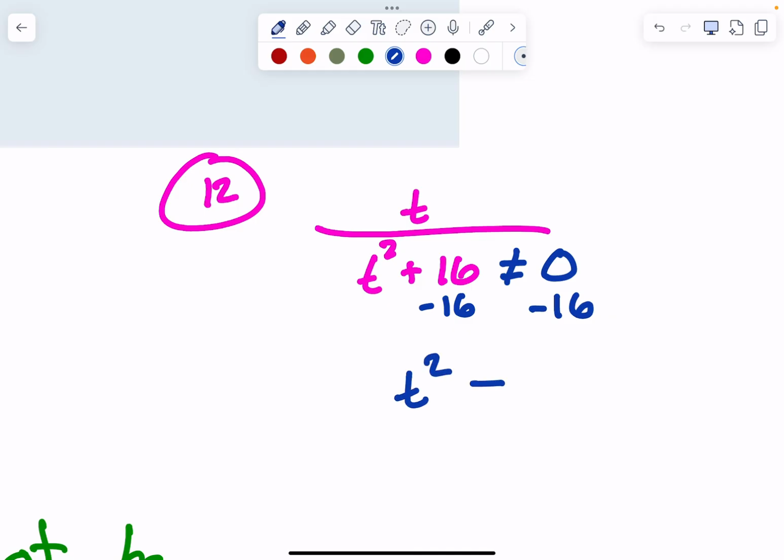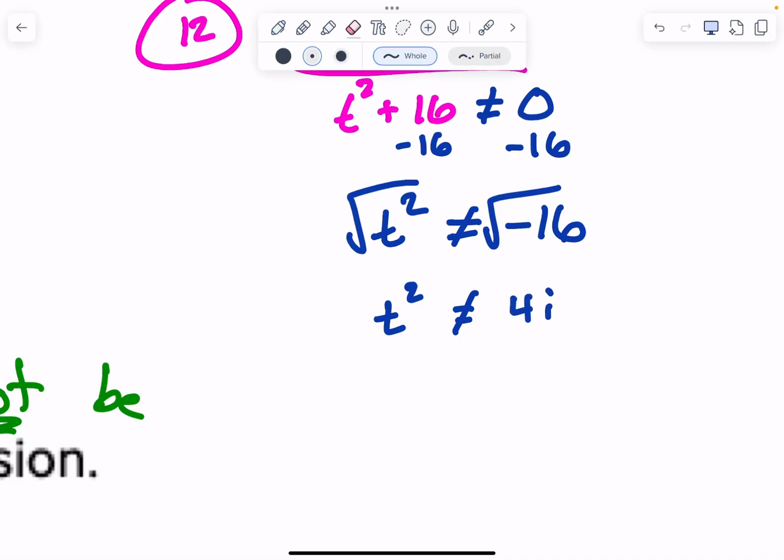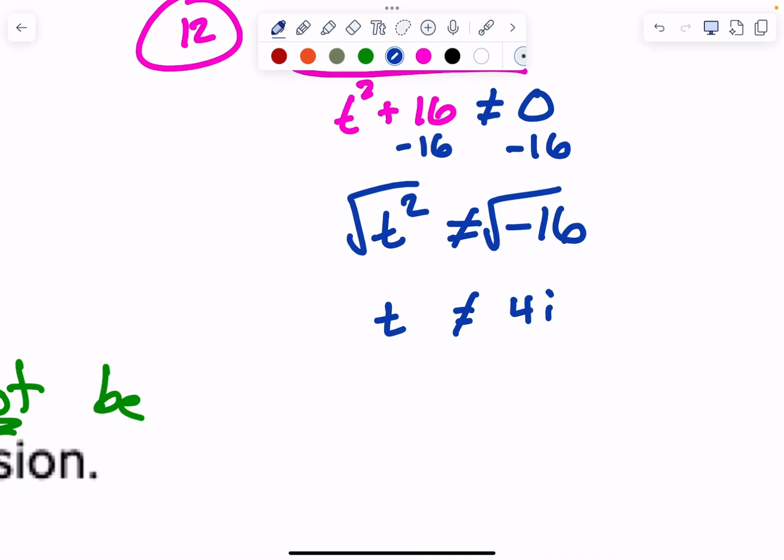And T squared cannot be negative 16, right? If you take the square root, technically the square root of 16 is 4, but the square root of a negative is i. So this is saying T cannot be an imaginary number, which means T can be any number, right? Because I'm adding on the bottom. I'm squaring a number and adding a number. Is this ever going to be negative or ever going to be 0? No, because in order for it to be 0, T squared would have to be negative 16. So T can be all reals. T can be whatever it wants to be.